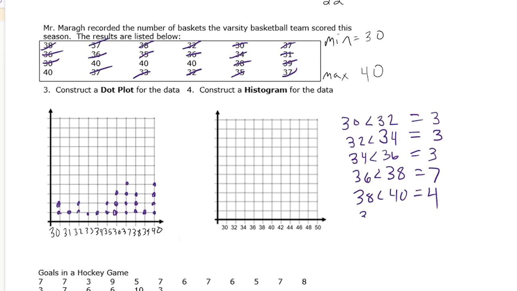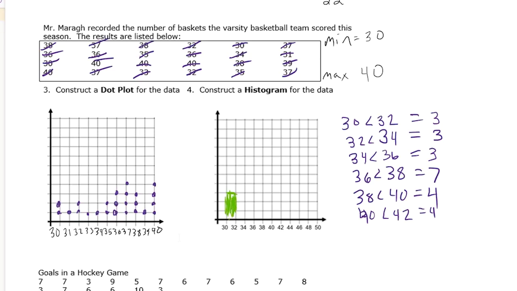Okay, and then 40 to 42, since I haven't counted any 40s. So 1, 2, 3, 4. Now let's just draw our boxes. Starting with 30 to 32. So 30 to 32 is 3. I'm going to go up 3 bars and over. I color that in a little bit.